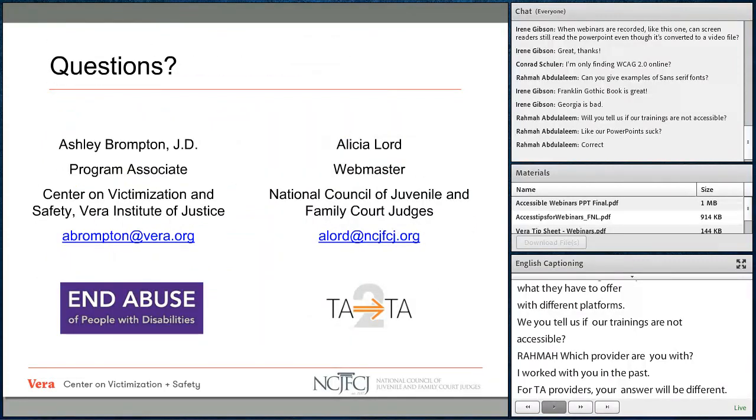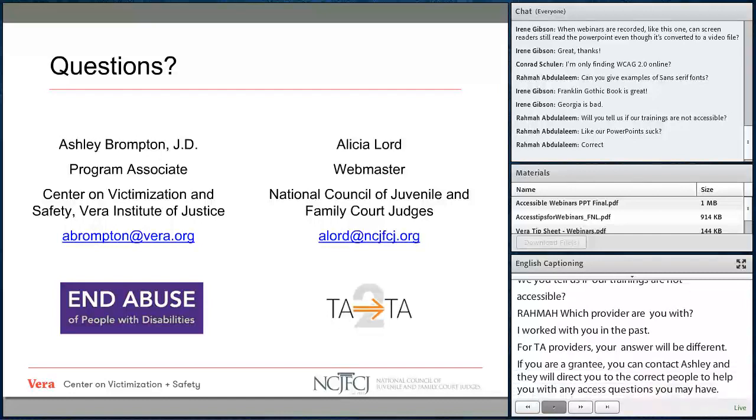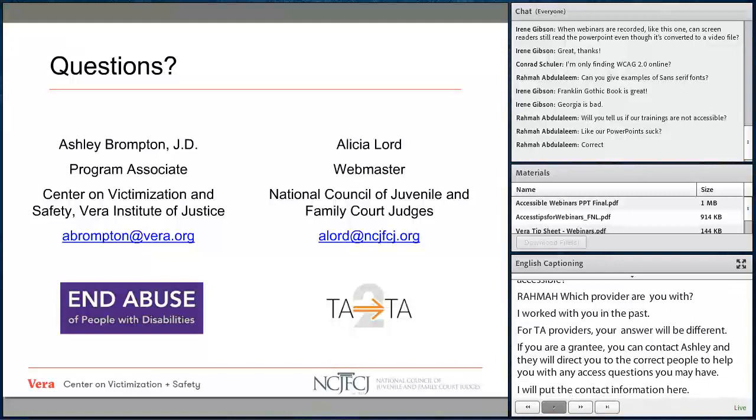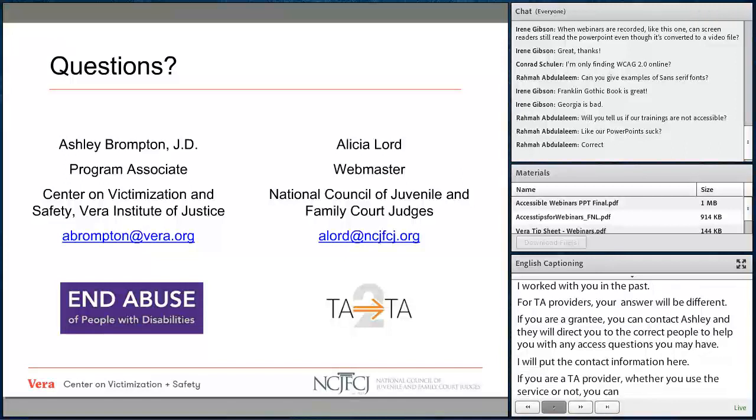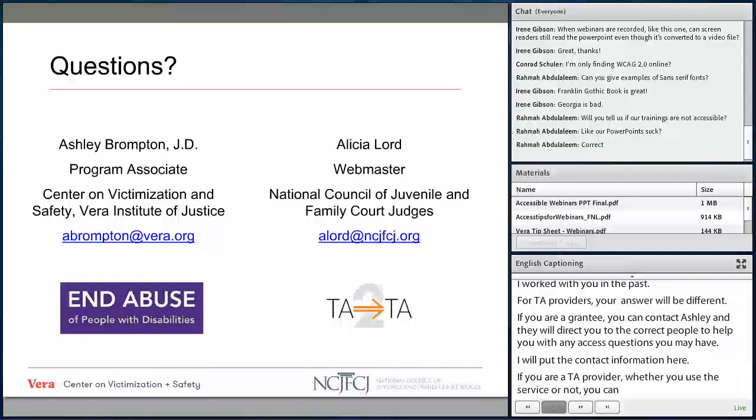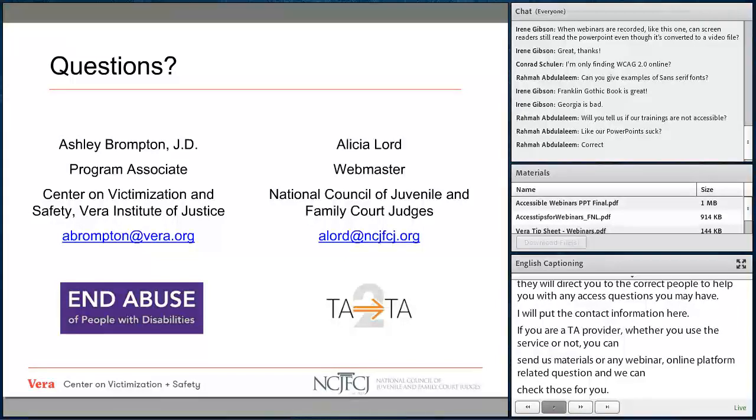And I'll put our contact information back up here. If you are a TA provider, and whether you use the TA to TA service or not, you can send us materials or any webinar online platform related questions, and we can check those for you. So Raman, specifically for your organization, we do check your materials before we upload them to the Adobe Connect platform, because I believe we host all of your webinars. And yes, we would tell you if something was really terrible and we needed to correct it.